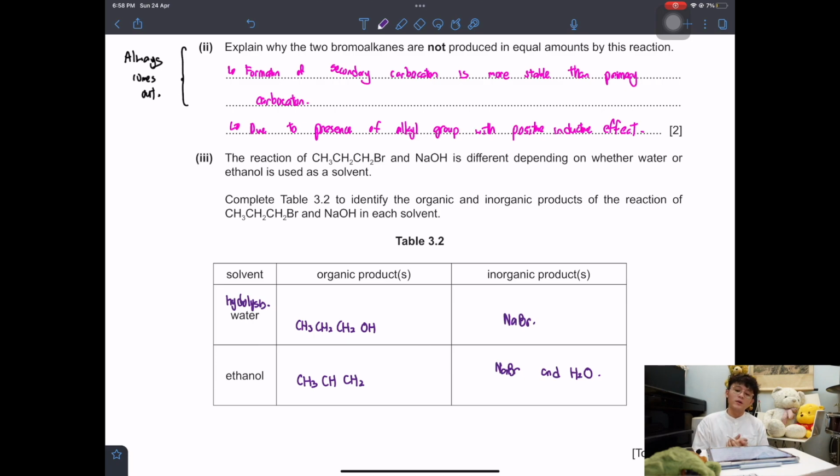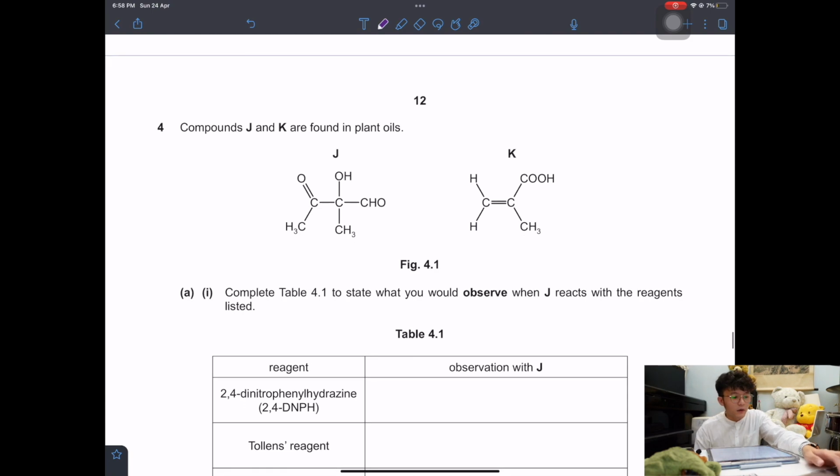So guys, this is quite important. I would say that this organic question is quite straightforward. It's not tricky, so you should be able to get most of the marks here. Okay, next, let's move on to number 4. J and K are found in plant oil. Next, complete Table 4.1 to show what you would observe when J reacts with the reagents shown.